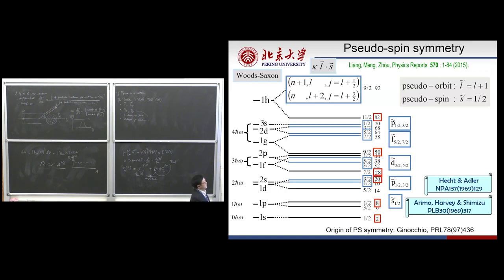They proposed that these pairs must be a kind of spin partner, because you could see they are not real spin, so they called it a pseudo-spin partner. Because their splitting is not so big, they proposed that there must be a pseudo-spin symmetry. So far, nothing is special, right? You look into some single-particle spectrum, you relabel them, you give a new name. So nothing is special.